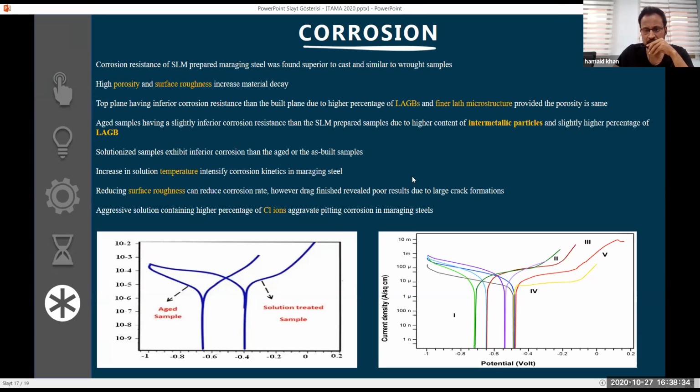But I have seen that most metals show similar behavior. In the presence of high chloride content, or in the presence of different phases in the structure, the corrosion resistance reduces. So generally, we want our structure to be more uniform throughout.